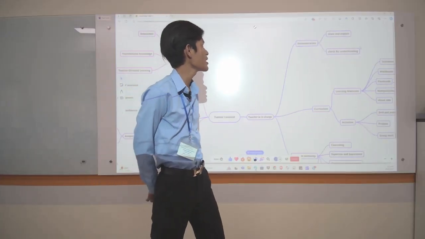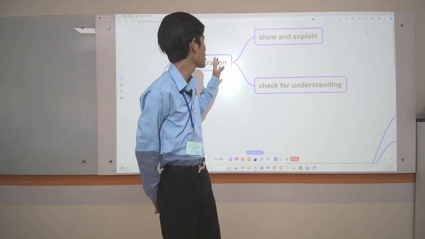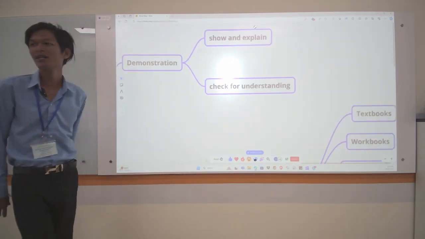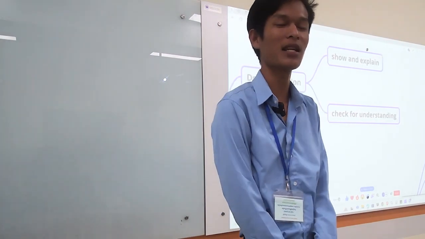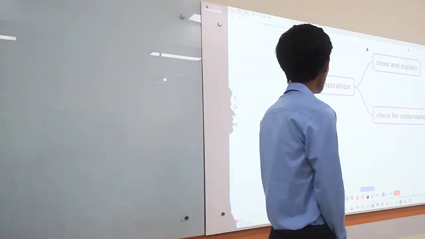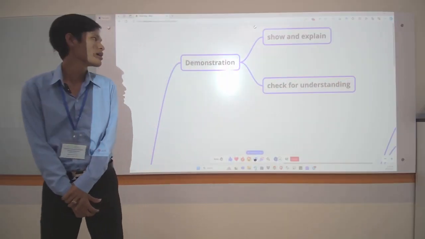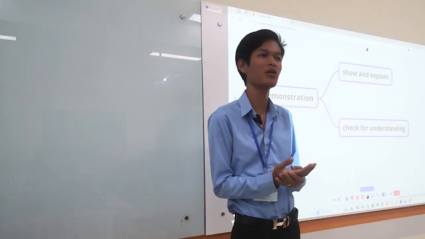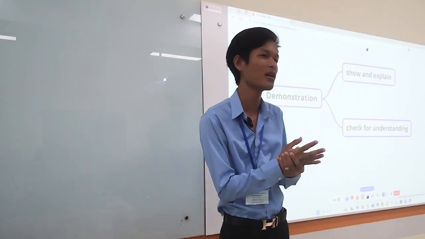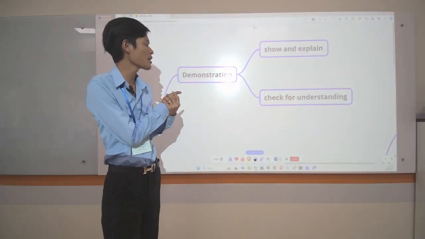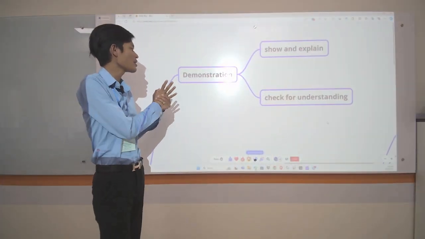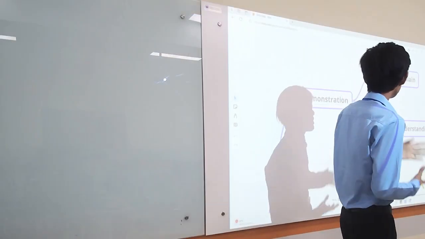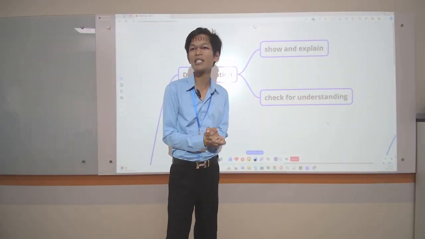Go to our topic. The first point is demonstration. So what is demonstration? Demonstration in general is an act of showing someone how to do something or how something works. So back to our topic. When the teacher is doing the demonstration, there are 2 points. First is show and explain.